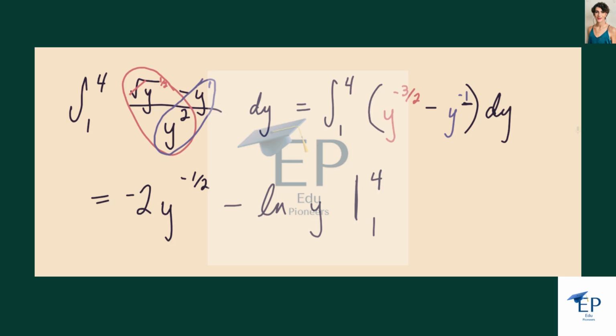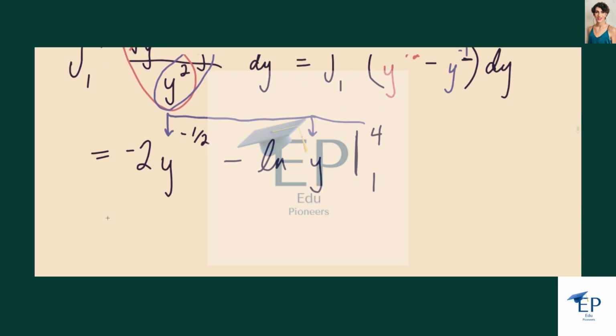So at this point, you can plug in your upper bounds for both 4s. And remember, the negative power makes this a fraction. So we're looking at -2 over, because of the negative exponent, and then it's the square root of 4. So that'd be 2 minus natural log of 4.